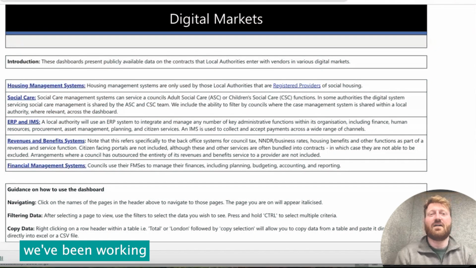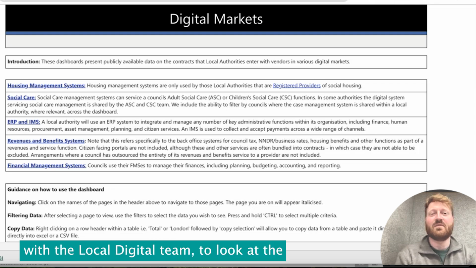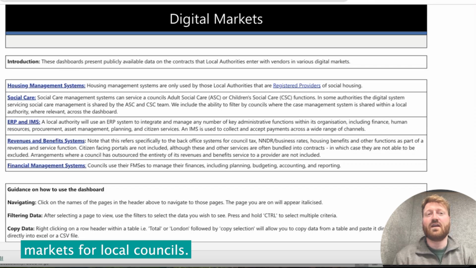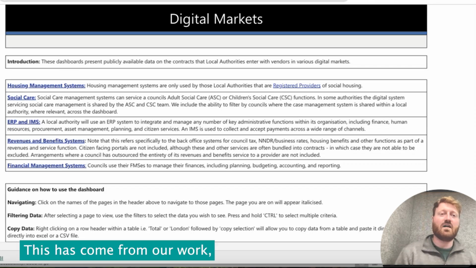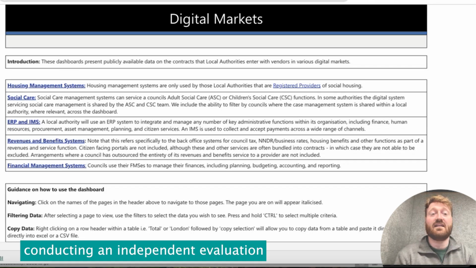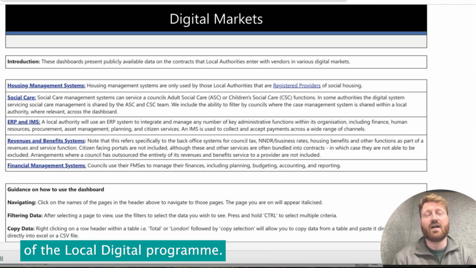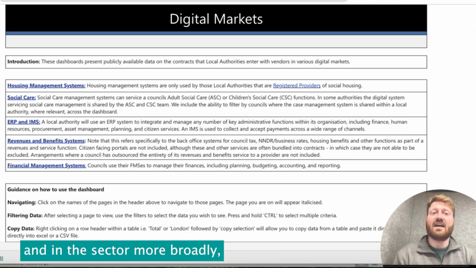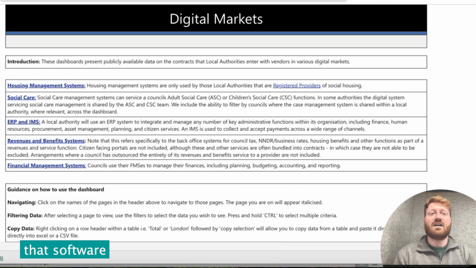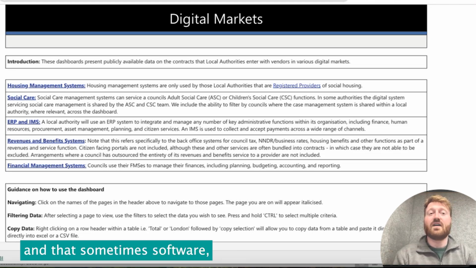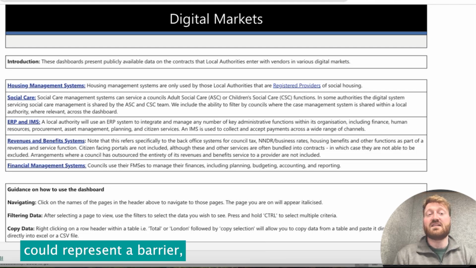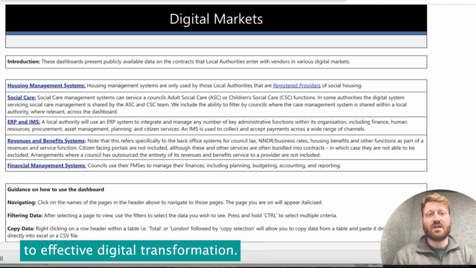As Ellie mentioned, we've been working with the Local Digital team to look at the current health and state of software markets for local councils. This has come from our work with the Local Digital team conducting an independent evaluation of the Local Digital programme. As part of that work, we heard from councils, from suppliers, and in the sector more broadly, that software markets may not have been operating as effectively and efficiently as everyone wanted, and that sometimes software systems, contracts and procurement processes could represent a barrier to effective digital transformation.